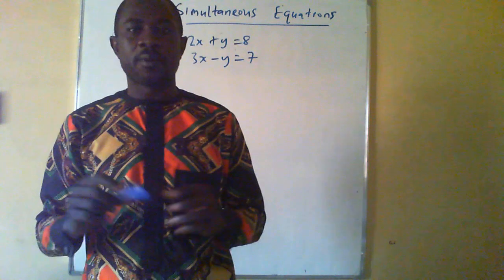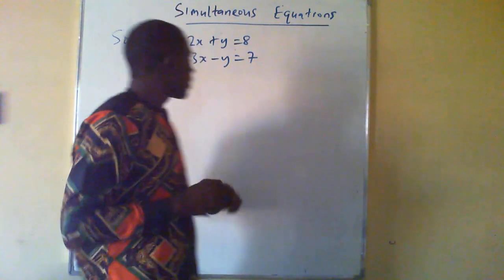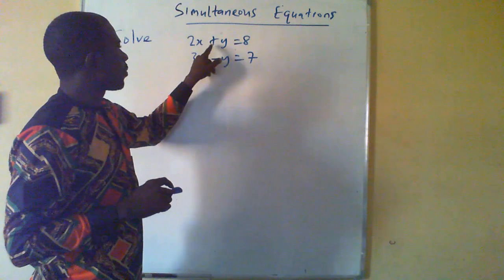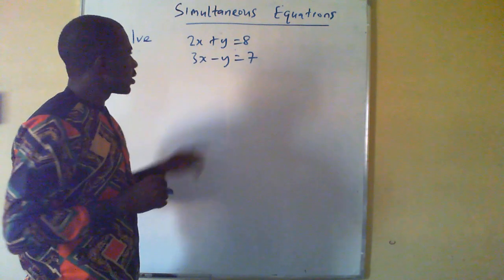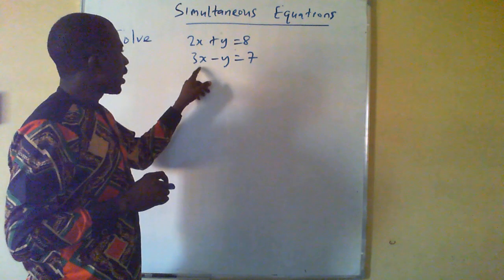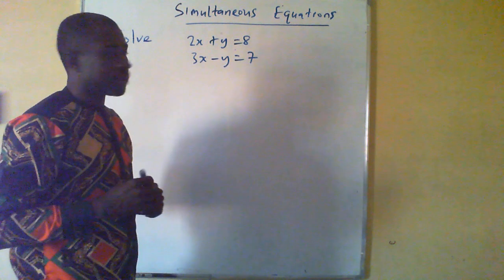Today we have a problem to solve on the board. The problem is: solve 2x plus y equals 8 and 3x minus y equals 7. Solution.